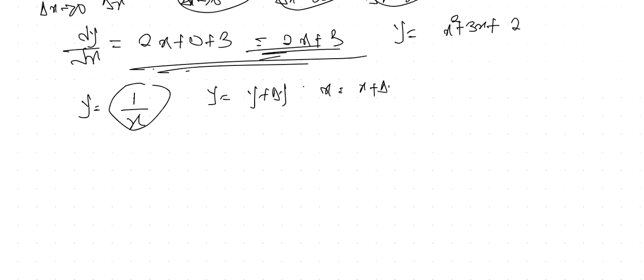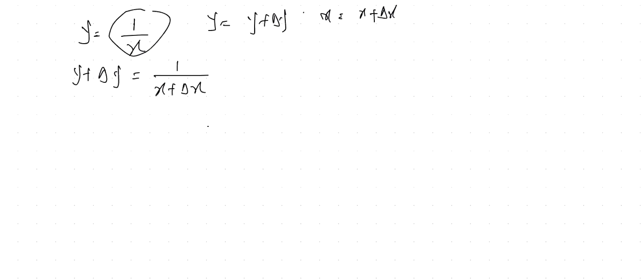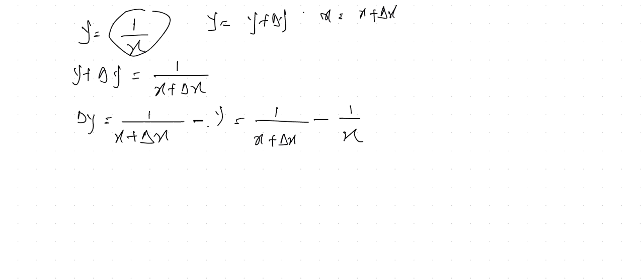Then y plus change in y equals 1 over x plus change in x. So we don't really need to do much here. For the next step, we have change in y equals 1 over x plus change in x minus y, which is 1 over x plus change in x minus 1 over x. Let's find the LCM.